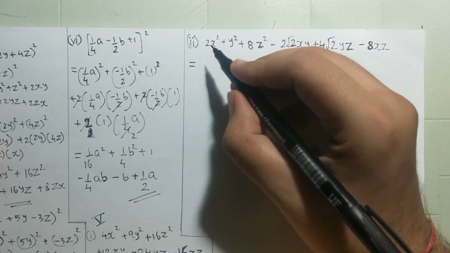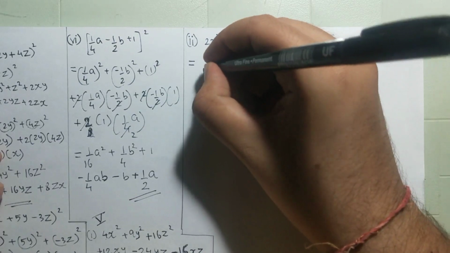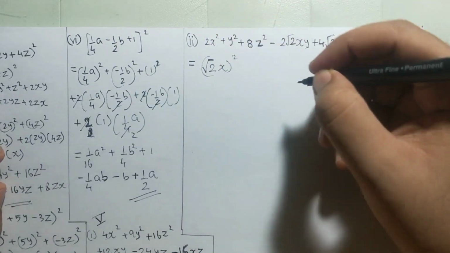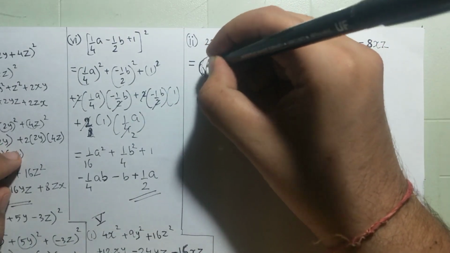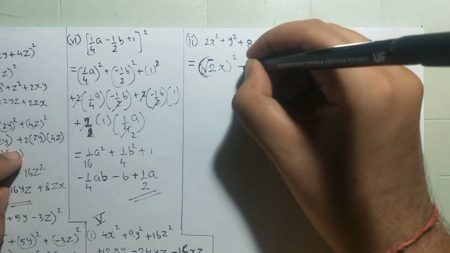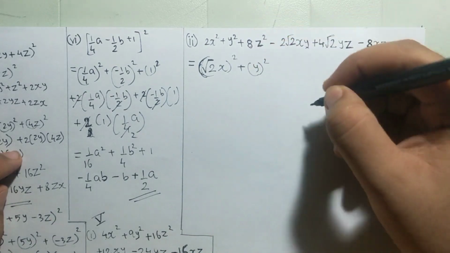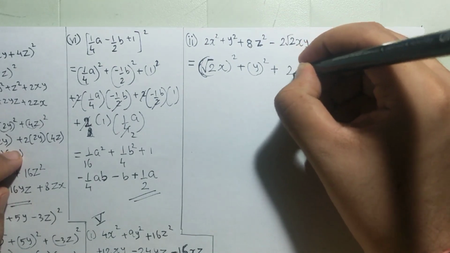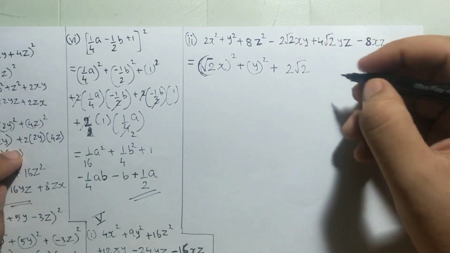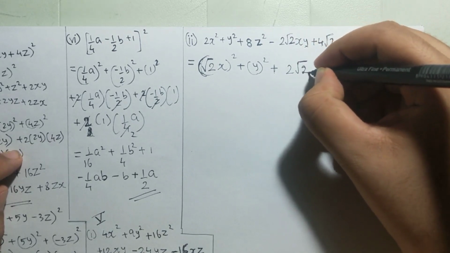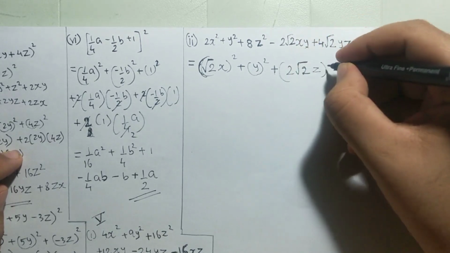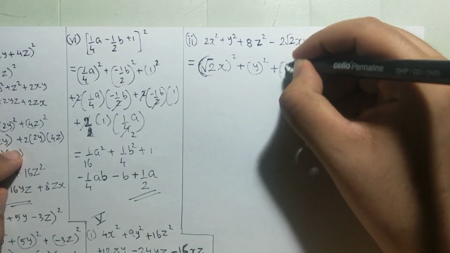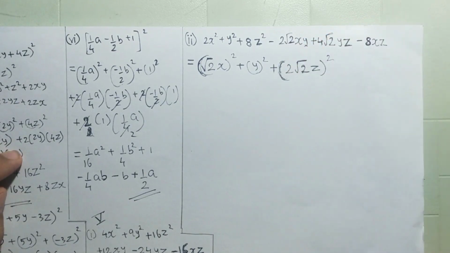So 2 is a square of root 2. So this will become root 2x the whole square. Y square is a square of y. 8z square is a square of 2 root 2, and z was there, so 2 root 2z the whole square.